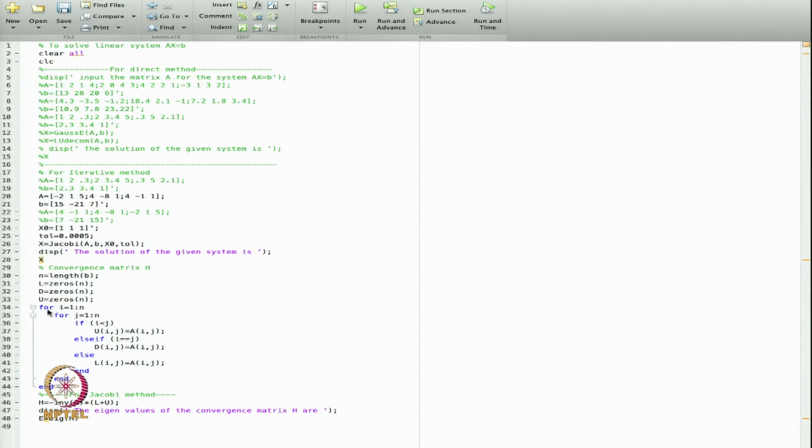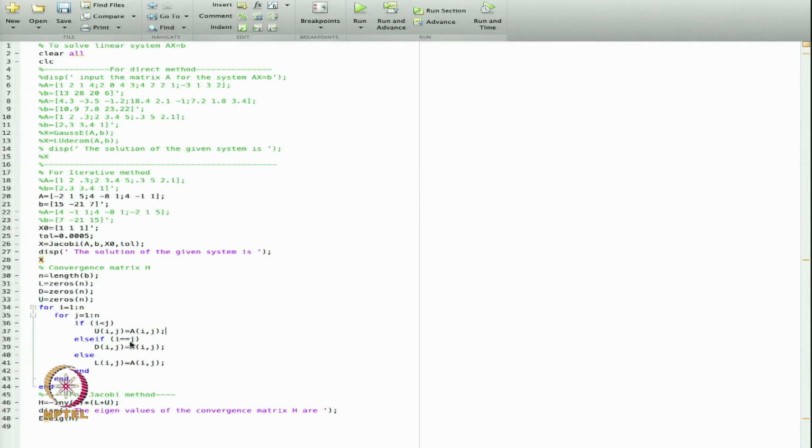Now I am writing this for loop. For i equal to 1 to n, for j equal to 1 to n, when i is less than j, it means I am talking about the upper triangle matrix. So my Uij should be the same as Aij.